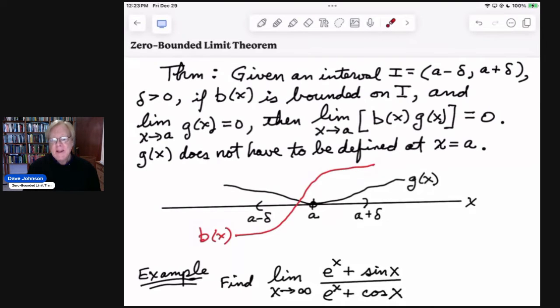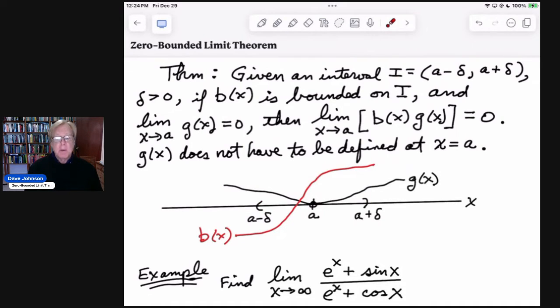First, I want to state the theorem. I'm not going to prove it. Textbooks that do have the theorem will mention that the theorem can be proven using the squeeze theorem. Basically, what it says is, given an interval, let's break it down. It's going to be an open interval from a minus delta to a plus delta. We see here on the x axis an open interval, open because it doesn't include the endpoints.